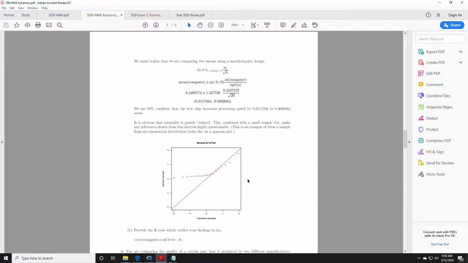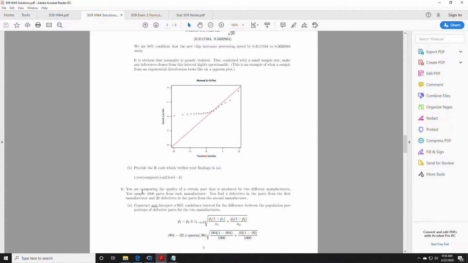Okay, I did this a while ago. Apparently this data is actually from an exponential distribution. So it's a nice curve, which is why it's curving away from normality. And so that's pretty much exactly what we put in, right? t.test. And that's pretty much the end of it, okay?